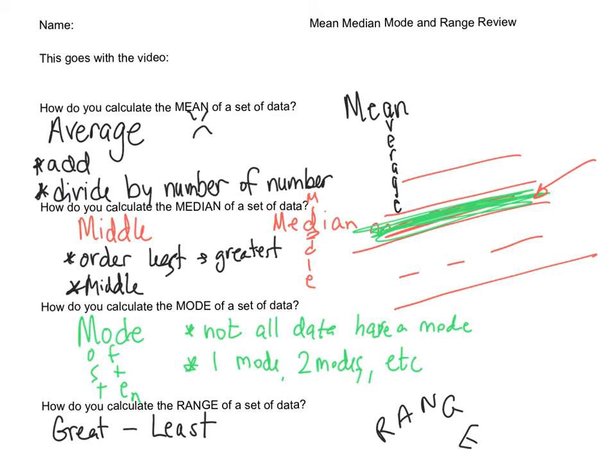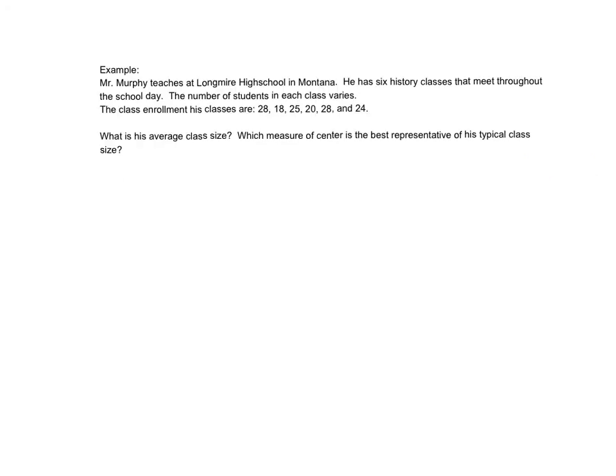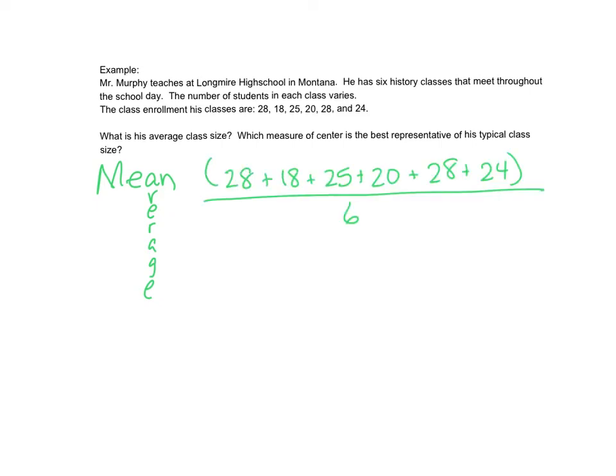Let's go back and look at Mr. Murphy's problem. Okay, let's start with finding the mean. So remember again, the mean is the average. So it's the one where we have to take all the numbers and add them up and then divide by the number of numbers. So we're going to take these numbers here, add them up, and then divide by 6. So when I add those numbers up, I get 143, and I'm going to divide 143 by 6. That's about 23.8. It's actually 23.83 repeating.